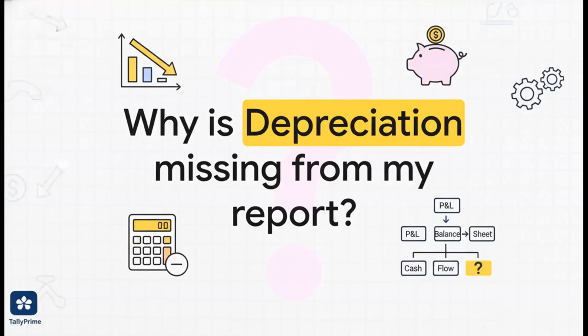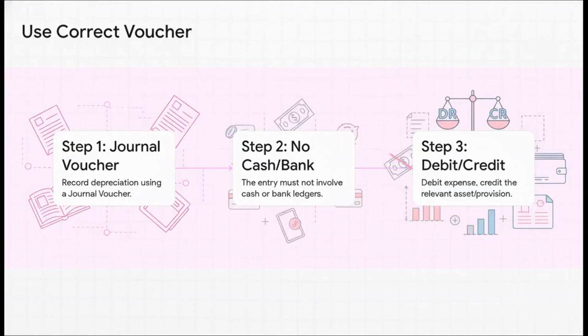Here's another classic. You know you recorded depreciation for the month, but it's nowhere to be found in the operating activities section. So what gives? The problem here is all about the voucher itself. For a non-cash adjustment, you absolutely cannot have a cash or bank account involved in the entry. If you use a journal voucher but you accidentally tag a bank ledger, Tally logically thinks, hey, cash was involved, so you got to keep it clean. Just debit the expense account, credit the asset.